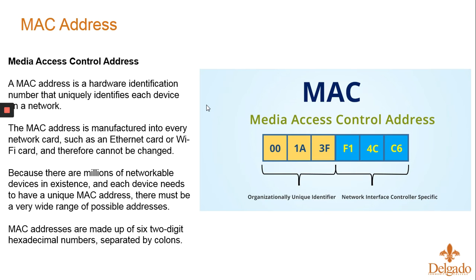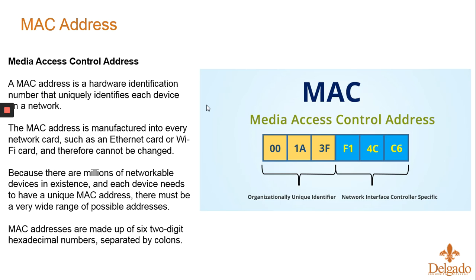The MAC address typically has six two-digit hexadecimal numbers separated by colons. For instance, you'll see in a little box on the right, we have a MAC address that would be read as 00:1A:3F:F1:4C:C6. And again, those are hexadecimal numbers. If you haven't learned hexadecimal numbers, go ahead and take the time to Google that at some point. You'll learn hexadecimal is a base 16 number system used very commonly in computers.